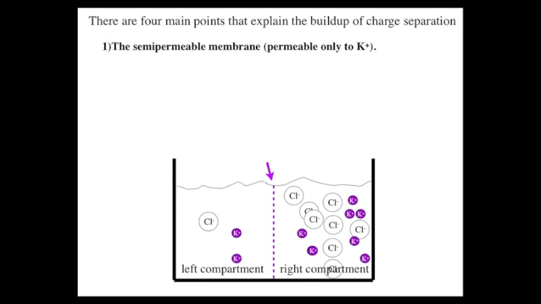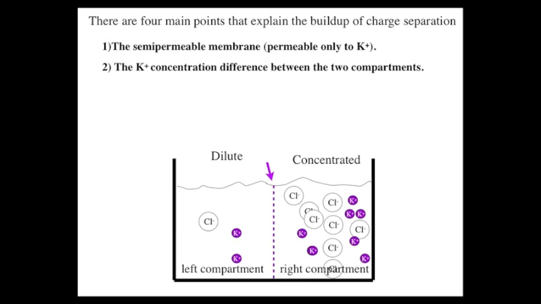There are 4 main points that explain the buildup of charge separation. The first is the semi-permeable membrane. You've got to have a semi-permeable membrane in order for a system like this to work. In this case, the membrane is permeable only to potassium. The second is the concentration difference between the 2 compartments. There has to be a concentration difference of some ion between the 2 compartments.